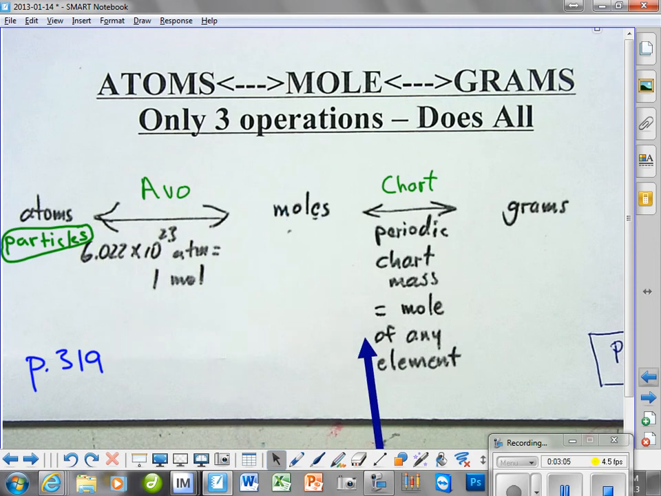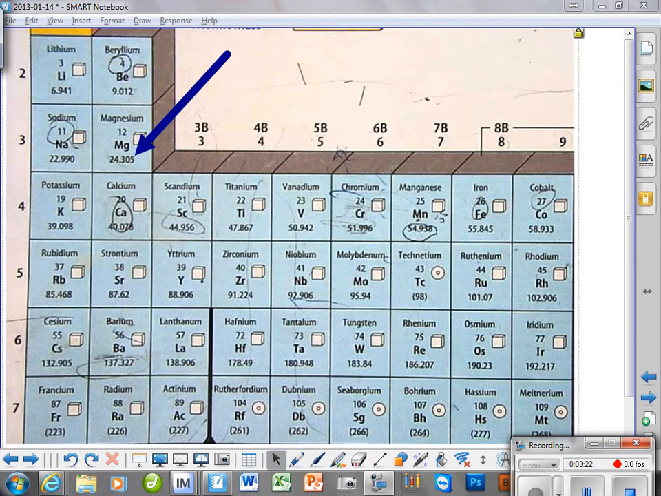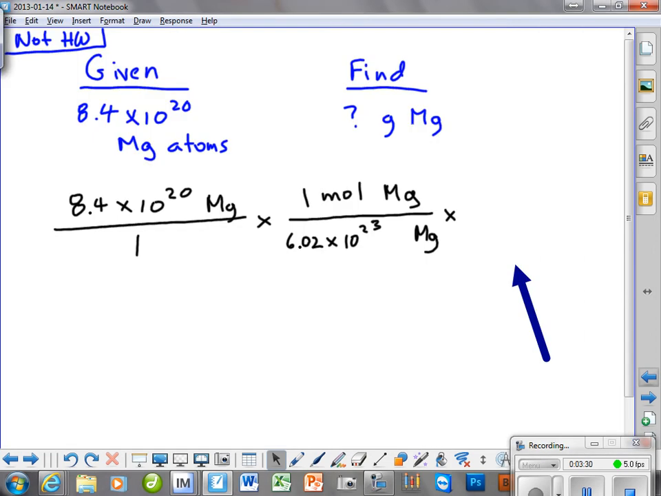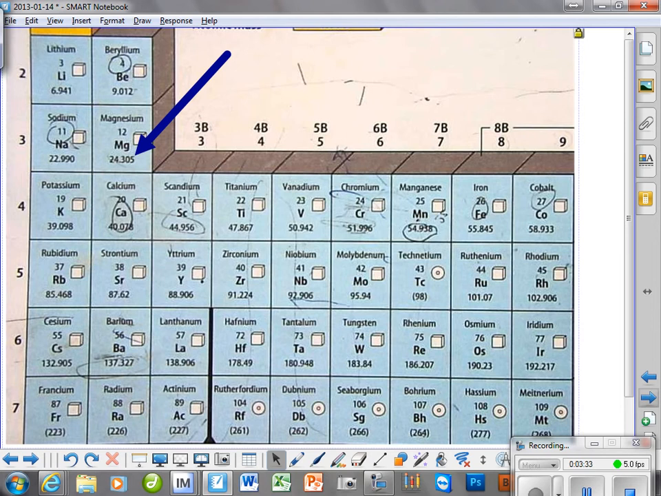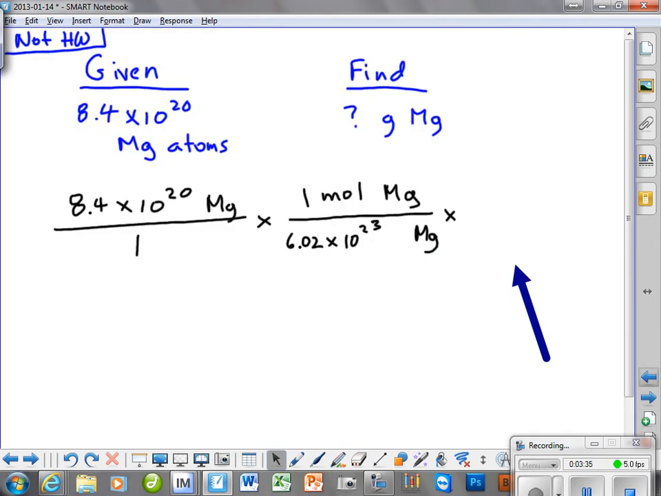Now we're going to take the moles and use this equality off the periodic chart, okay? And the periodic chart gives us the mass that is equal to 1 mole of any element. And so we go to the periodic chart, and you can see magnesium's 24.3. Now normally I only require 3 sig figs in answers, so we're going to use the 24.3 from that screen, and we're going to put that as 24.3 grams is equal to 1 mole.